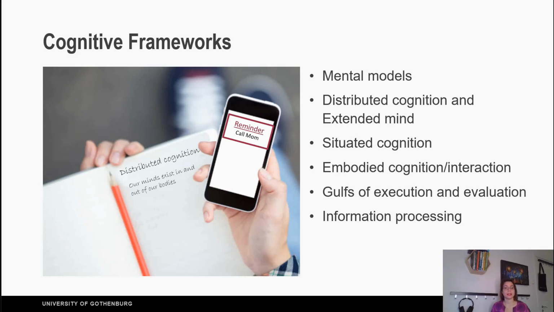Distributed cognition supports that the mind is extended, that the mind doesn't exist only inside our head, but it is extended to different artifacts and other people. For example, as we see in the picture, distributed cognition supports that the reminder on our cell phone is part of our cognition.